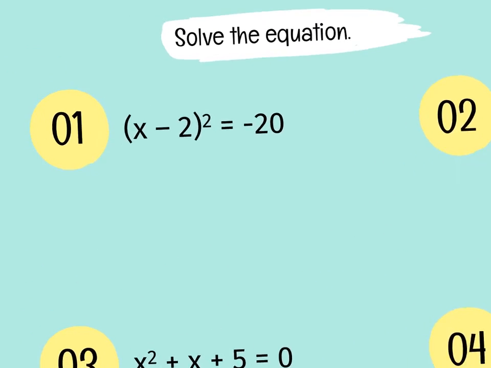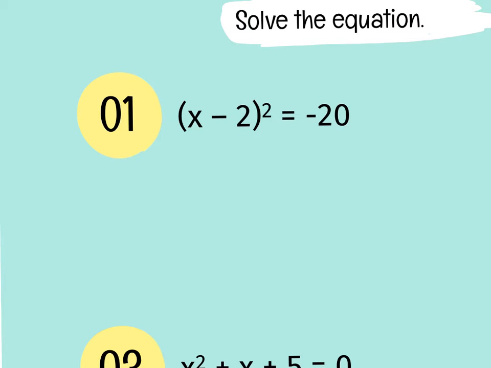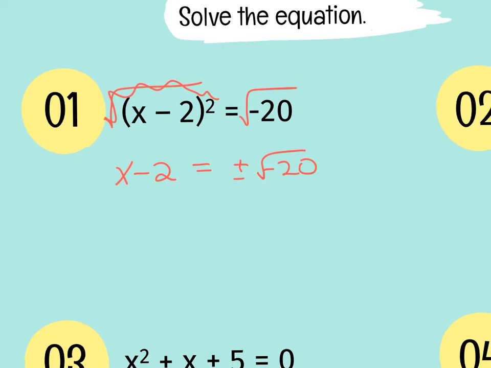So the first example, notice this is set up perfectly to solve using the square root method because my square term is isolated. So I'm going to go ahead and just square root the left side, square root the right side. When you have a square and a radical symbol, it cancels. So the x minus 2 comes out. And then I'm left with plus or minus the square root of negative 20. I now need to simplify the square root of negative 20.